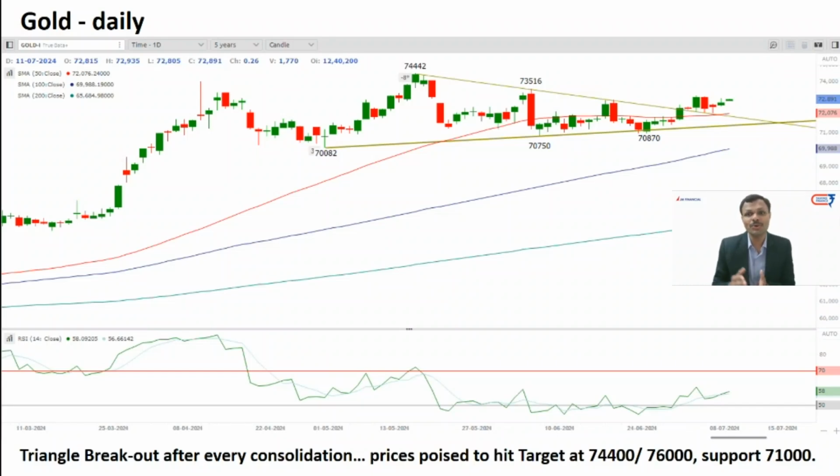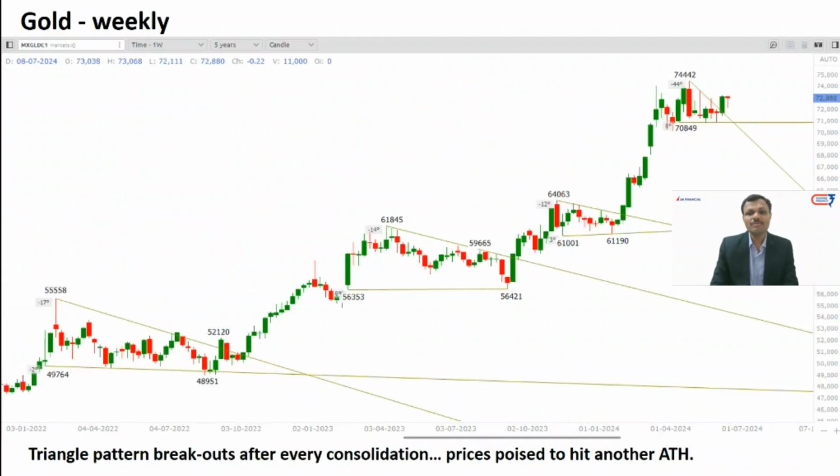We see prices going up close to levels of 74,400 and possibly towards 76,000 levels, which would be another all-time high in gold prices. So this is what the trend has been indicating in gold, and the outlook for gold remains very much on the positive side till prices are trading above support at 71,000, and the next support is seen around 70,700. So we will look at the same thing on the long-term chart, which is the weekly chart.